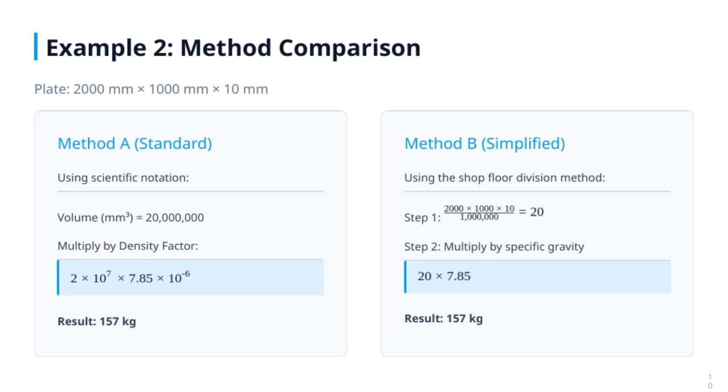Finally, this slide compares two methods, Method B, the simplified shop floor approach, and Method A, the standard method, highlighting their results and how they relate. It's all about ensuring accuracy and understanding how different approaches can lead to the same outcome, which is essential for reliable manufacturing calculations. Throughout, the key takeaway is that whether you use the simplified or the standard method, you should arrive at consistent results, reinforcing the importance of understanding both approaches within our overall manufacturing process.